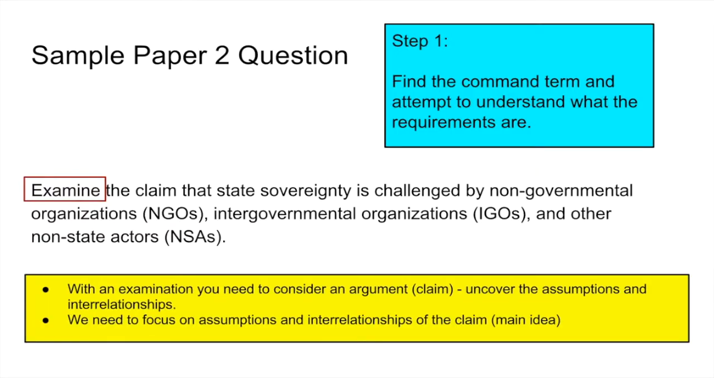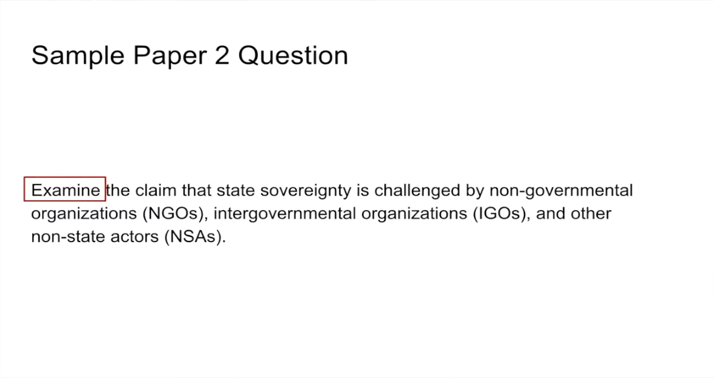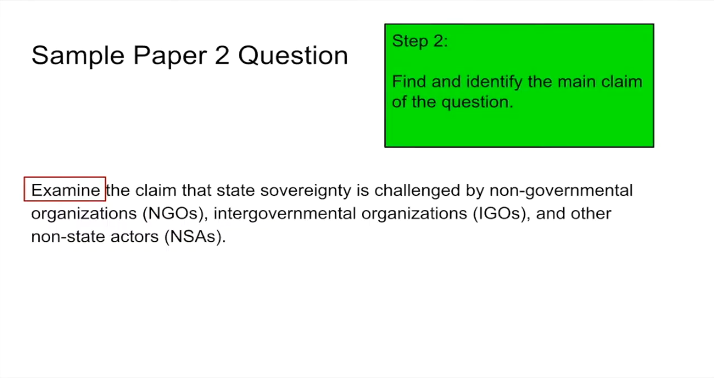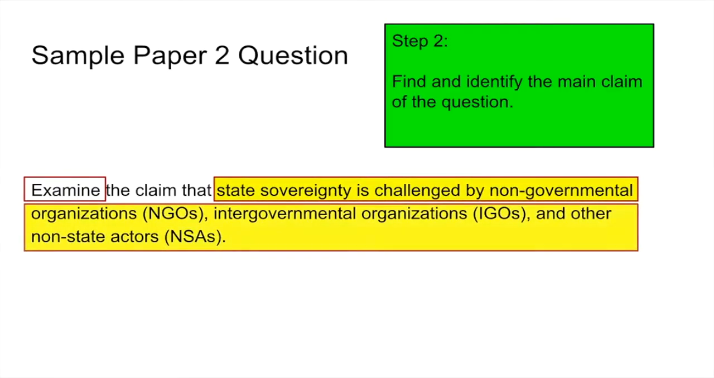So we have a command term. Step one, we're done, we're good. We know that we need to examine something here, but what are we examining? That leads us to step two, which is find and identify the main claim. The main claim typically is really easy to find in a paper 2 question. It's going to be right here, right? It even says the claim that.